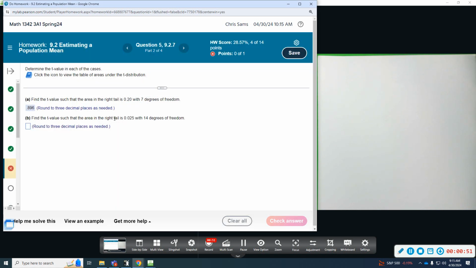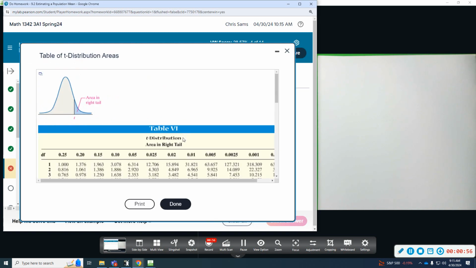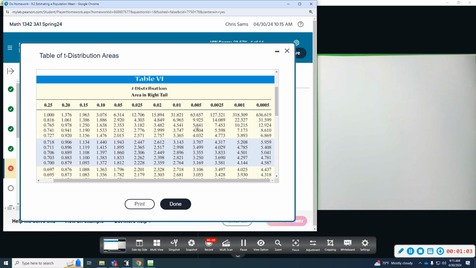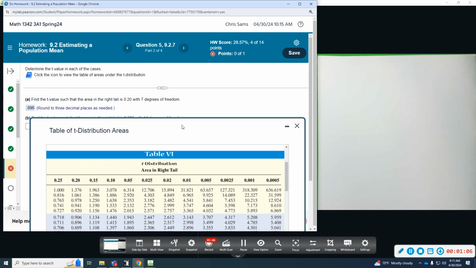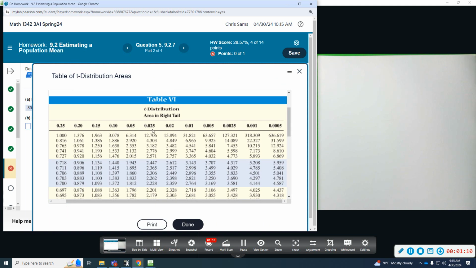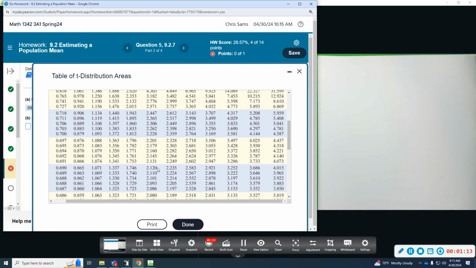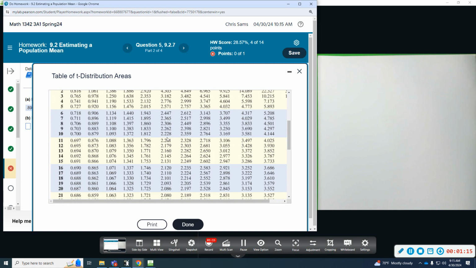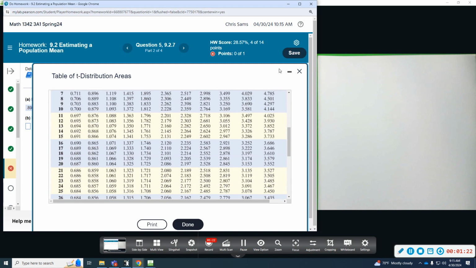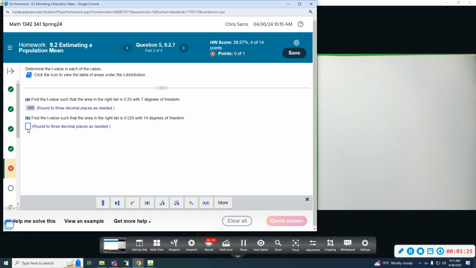Find the t-value. The area in the right is 0.025 with 14 degrees of freedom. So 0.025. I did see that right. Okay, yeah, I'm just looking in the wrong spot. 14 degrees of freedom, so this column. 2.145.